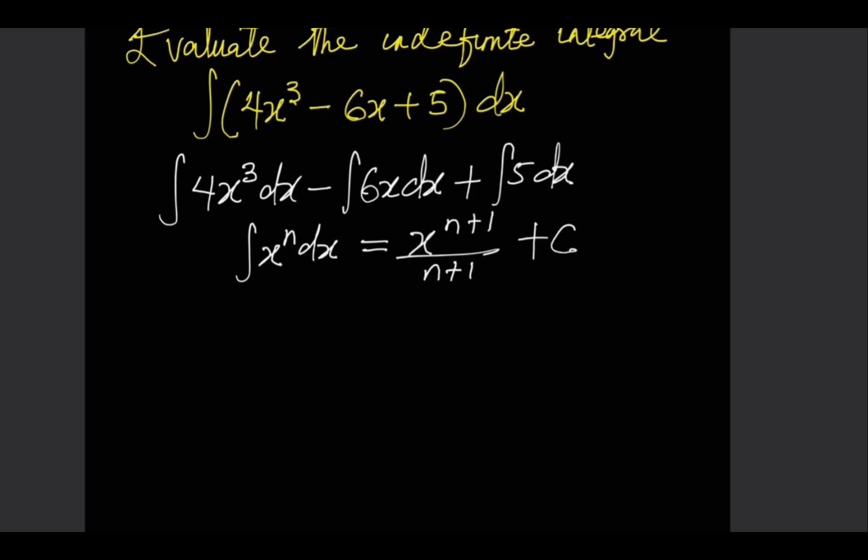But before you do that, keep in mind that 4 is a constant, 6 is a constant, 5 is a constant. I would like to bring them in front of the integral sign to keep things easier for us. So we have 4 times the integral of x cubed dx, minus 6 times the integral of x dx, plus 5 times the integral of dx.